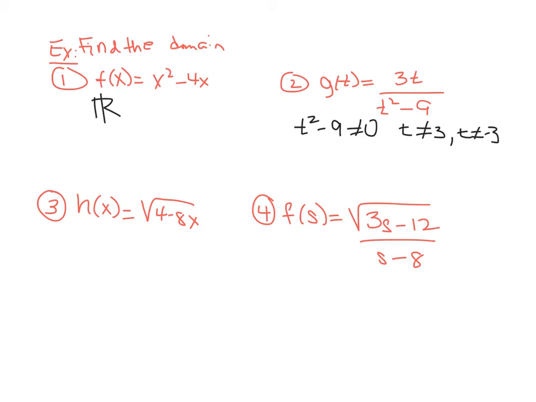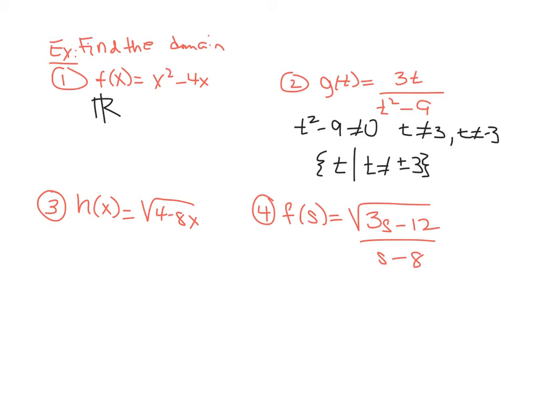So I'm going to write my notation as t, the set of all numbers t, such that t is not equal to plus or minus 3. And that's my domain for that one.